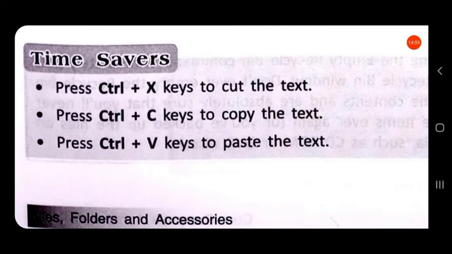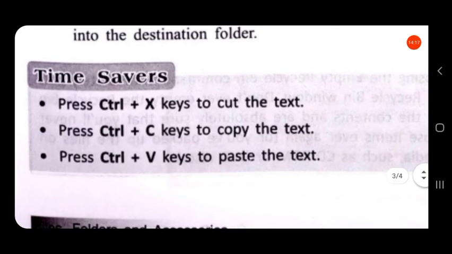So Control plus X is the shortcut to perform cut. Then Control plus C is the shortcut to perform copy. Then Control plus V is the shortcut for pasting. So if you want to cut and paste a file, you just press Control X then Control V. If you want to copy and paste, then Control C, Control V. So these are the keyboard shortcuts for copy paste.